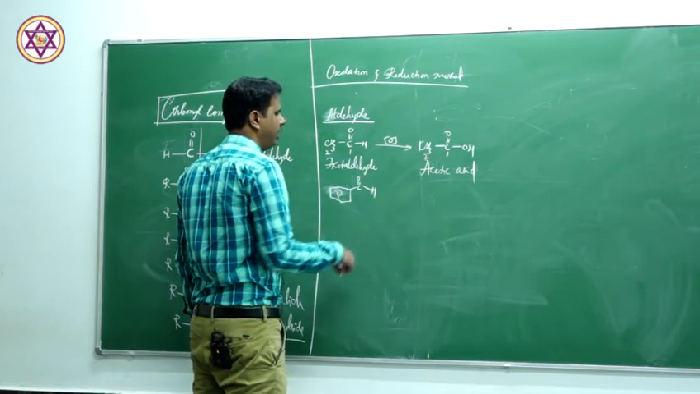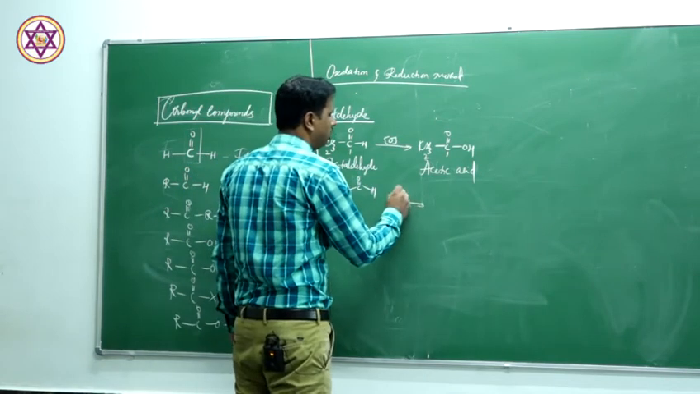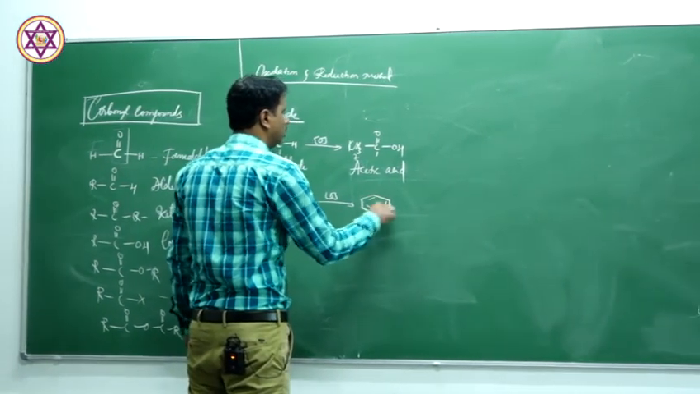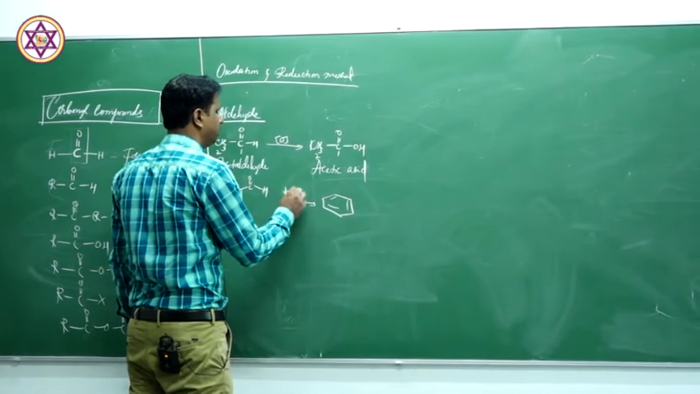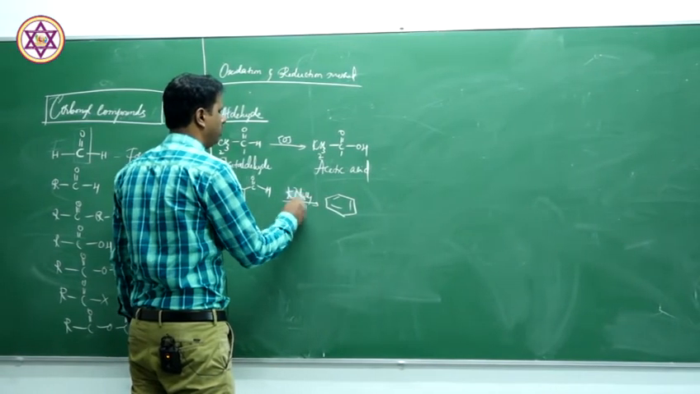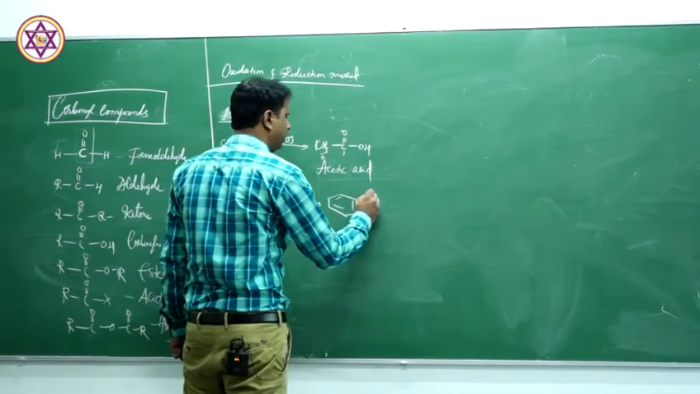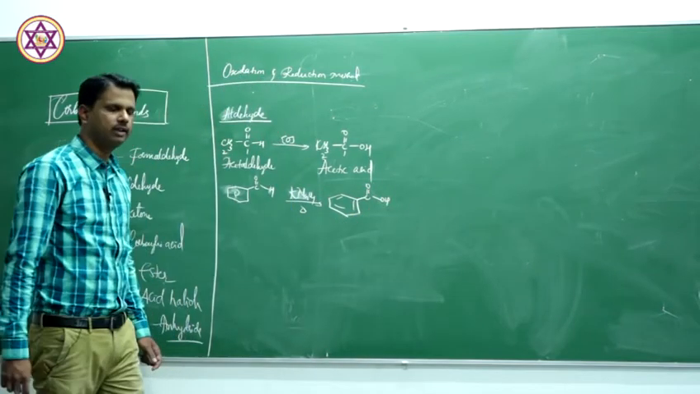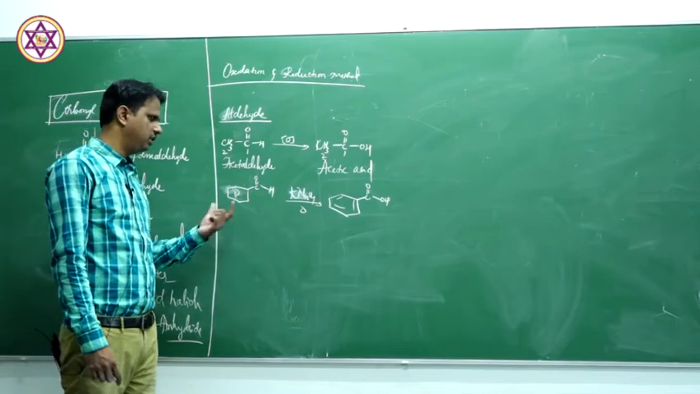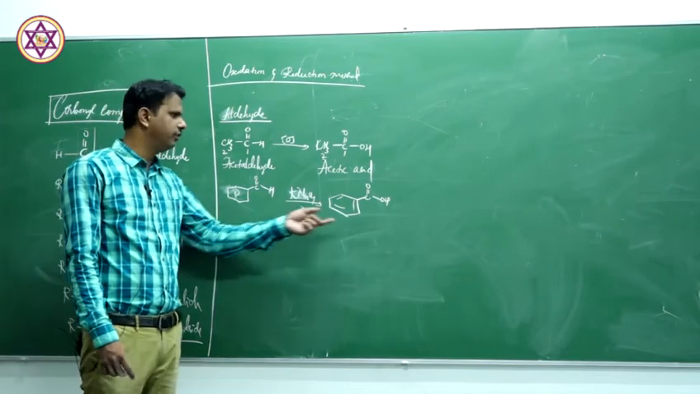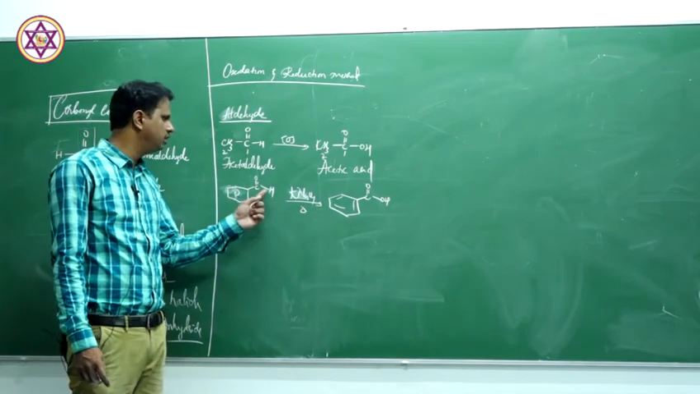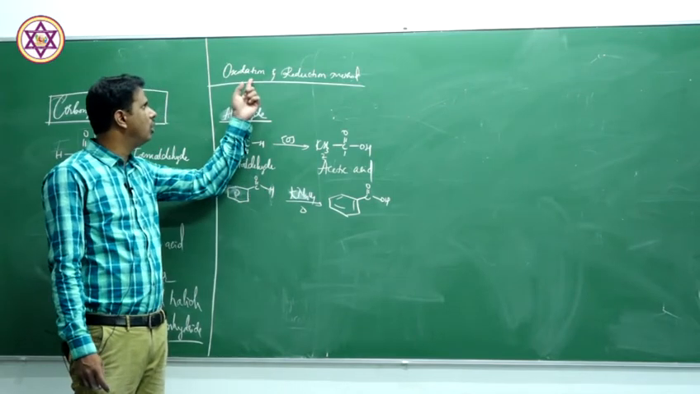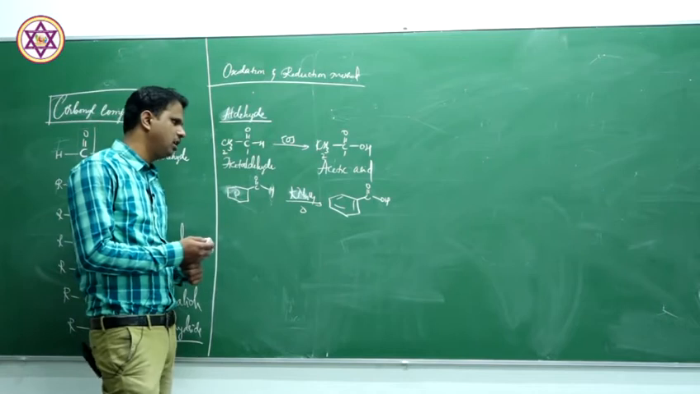Now I'll write one more example here. This is benzaldehyde, and if you oxidize this molecule using potassium permanganate, KMnO4, and heat it, you are going to get benzoic acid. Even in this example, the number of carbons is 7 here and 7 here. So there is no change, only thing is you have added one extra oxygen atom here. That is why it is called oxidation, that is, addition of oxygen.